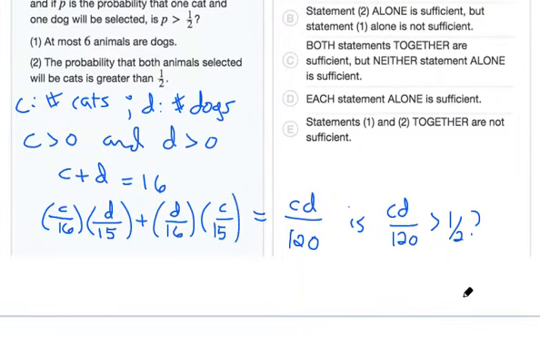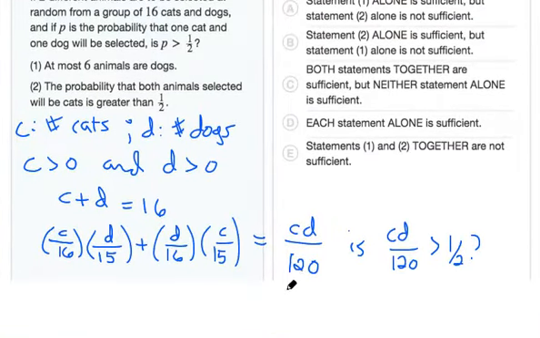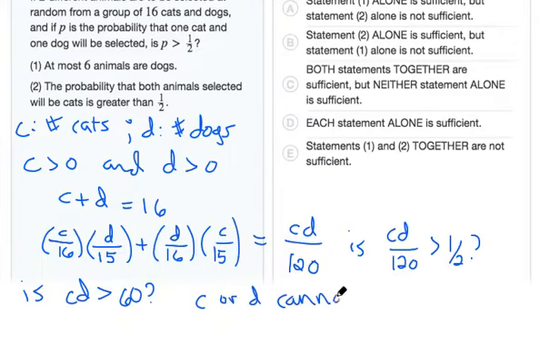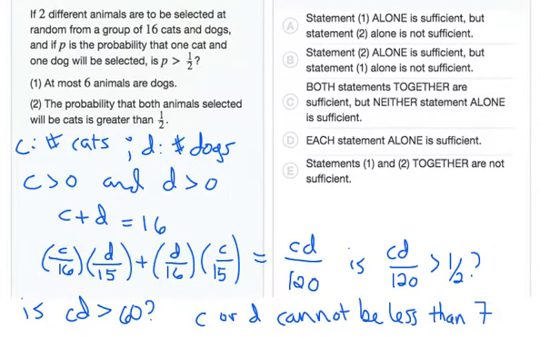which is essentially equivalent to, is CD greater than 60? In order for this to be true, C or D cannot be less than 7. So I want to keep that in mind as we work through our statements. So let's dive into statement 1.